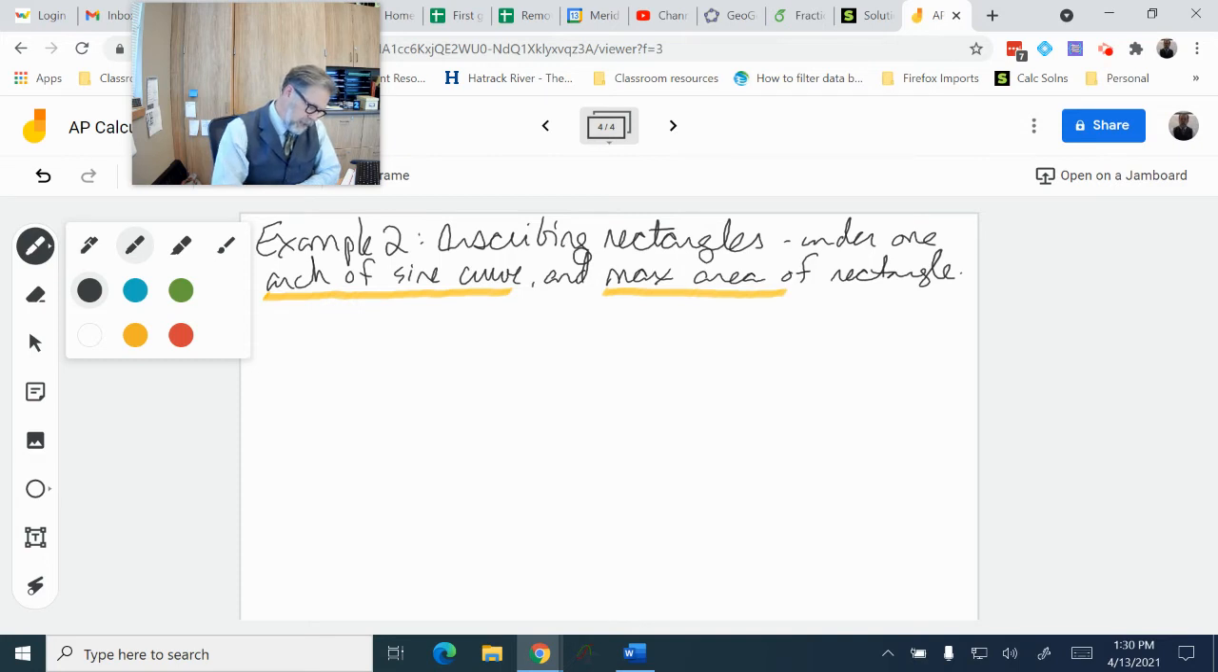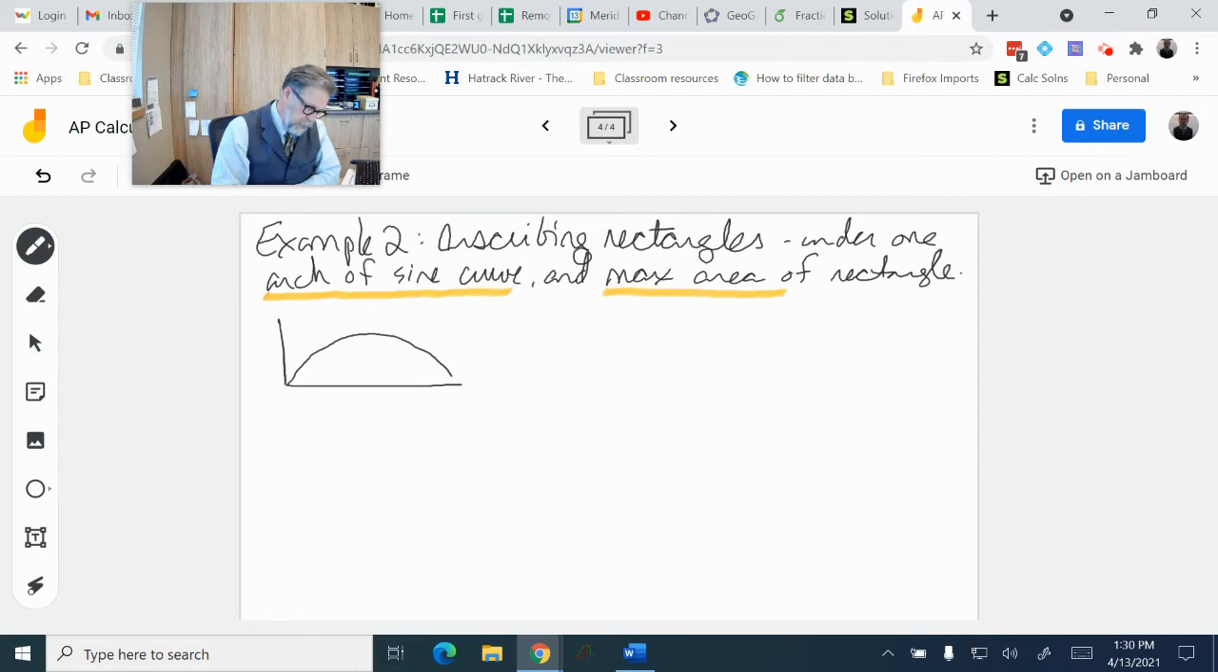Let's draw a picture. Here is a sine curve. We've got one arch of the sine curve. And so I'm going to label this pi over... No, I'm not going to label it pi over anything. I'm going to label it pi. I know that that's a maximum of 1.